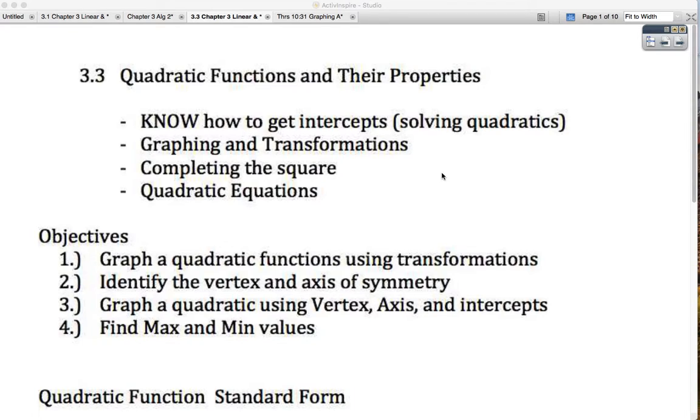Quickly go over three quadratic functions and their properties as a supplement for what we go over in class, so you can refer to this video at any time. Some things that you should already know from Algebra 2 is know how to get x and y intercepts solving quadratics. You should also know how to graph transformations. Completing the square we did earlier this year, but we're going to pick it up again because it's a strategy on solving quadratics. So let's go ahead and get started here.